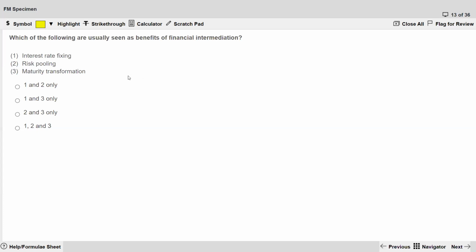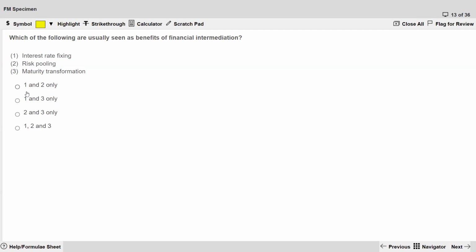Now, it says which of the following are usually seen as benefits of financial intermediation. Financial intermediation means having somebody to broker all your financial deals. What actually happens is that you have somebody as an intermediary who acts in between. For interest rate fixing, you have an intermediary like a bank who is negotiating or acting as a guarantor or something.